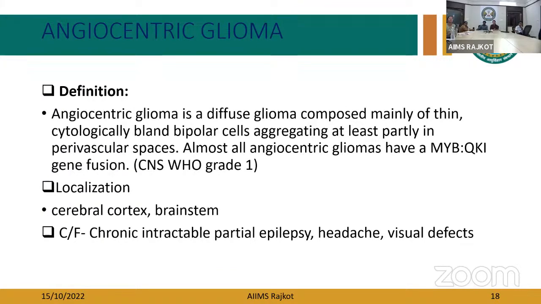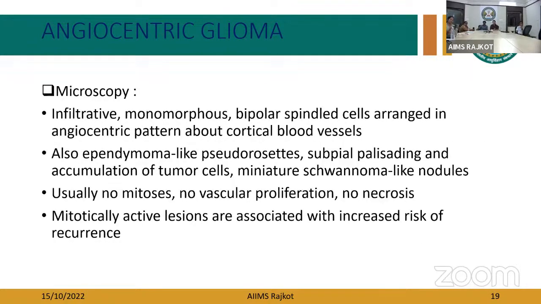Common location is cerebral with clinical presentation of chronic intractable partial epilepsy. On microscopy, we can see monomorphous bipolar spindle cells arranged in a typical angiocentric pattern. So there are tumor cells arranged around cortical blood vessels. Sometimes ependymoma-like pseudorosettes may be seen. There are no signs of high-grade tumor like mitosis or microvascular proliferation or necrosis.